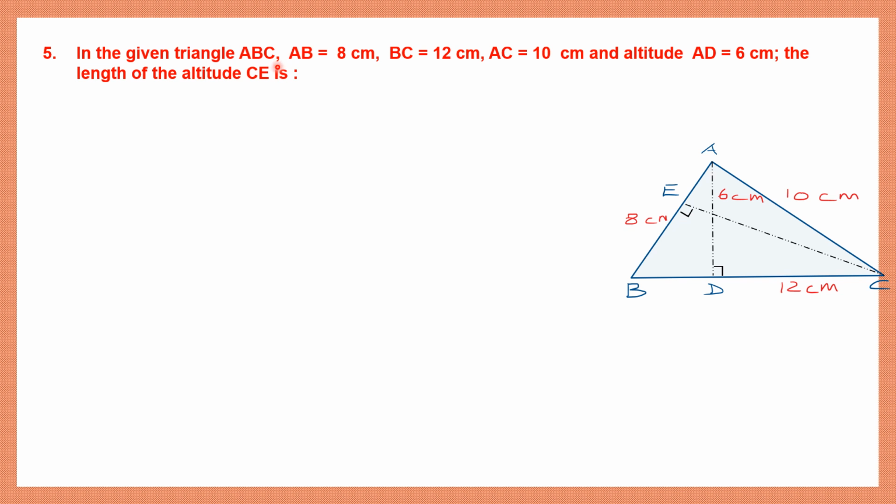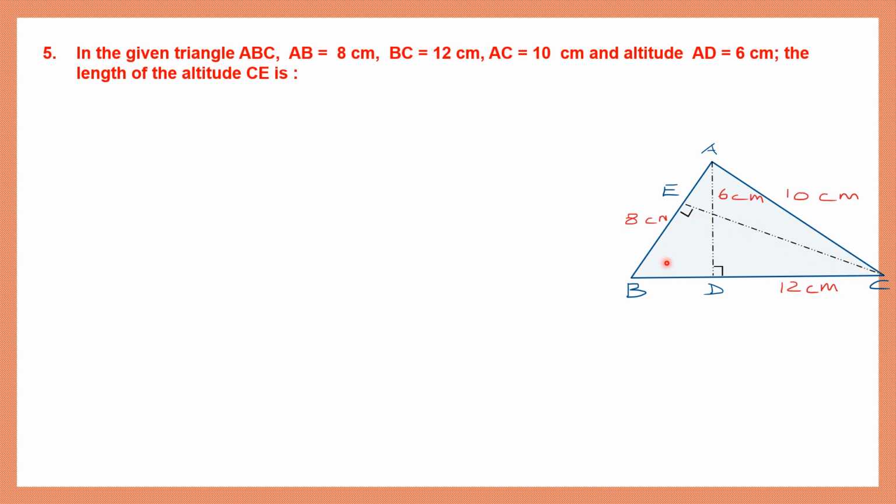Question 5. In the given triangle ABC, AB is 8 centimeters, BC is 12 centimeters, AC is 10 centimeters, and the altitude AD, or the height, is 6 centimeters. The length of altitude CE is what we need to find out. So CE is this. This one we need to find out. We have all the other measurements. Now how do we find this CE? That's also the height. It's 90 degrees.